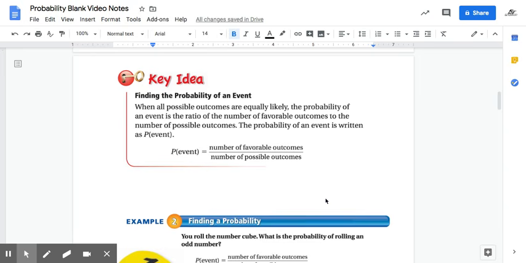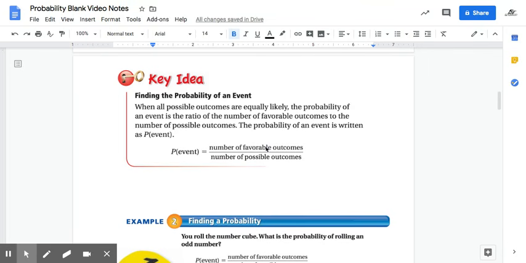Now, all we have to know for the fraction is the denominator of the fraction is going to be the number of possible outcomes. So again, if I flip a coin, how many possible outcomes do I have? Well, I can land on heads or I can land on tails. So the number of possible outcomes is 2. So my denominator would be 2. Okay, and then in my numerator, I would write the number of favorable outcomes, meaning how many times can I land on heads? Well, I can only land on heads one time because there's only one head on a coin. So my numerator would be 1.